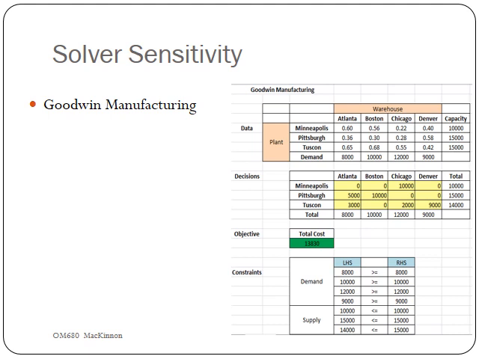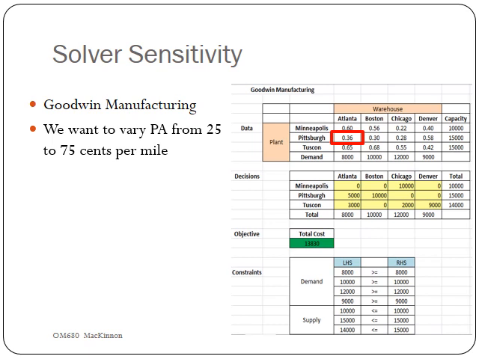But let's say that some of these parameters are negotiable. Let's say we want to vary the value of Pittsburgh to Atlanta, and see how our results change as we vary it from 25 cents to 75 cents per mile. Suppose we have an opportunity to negotiate this rate down, maybe with the shipper or whatever.